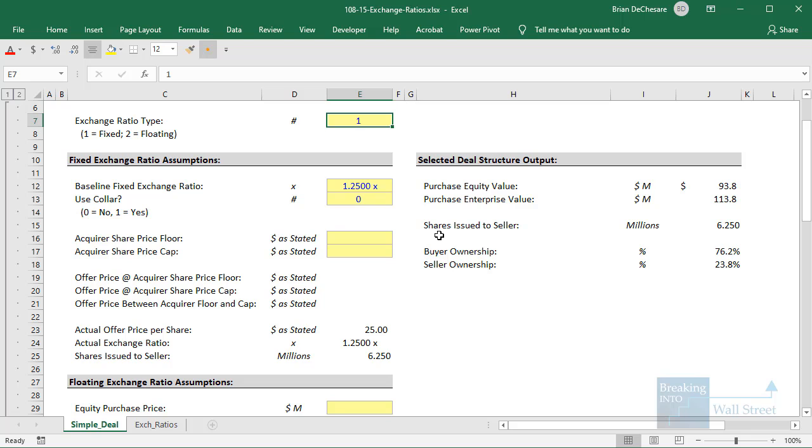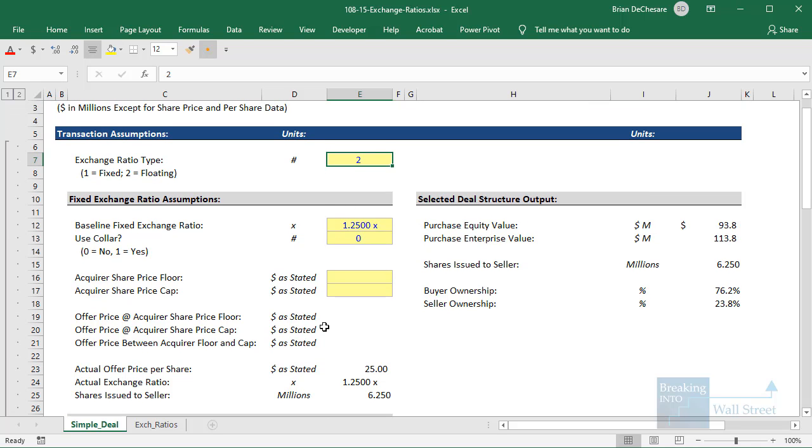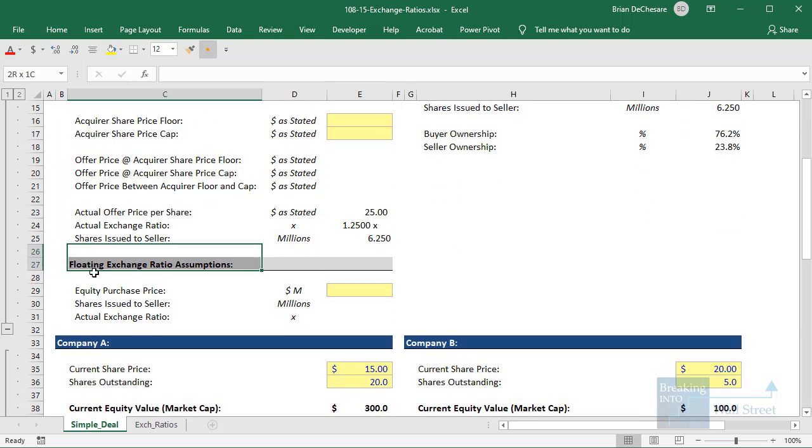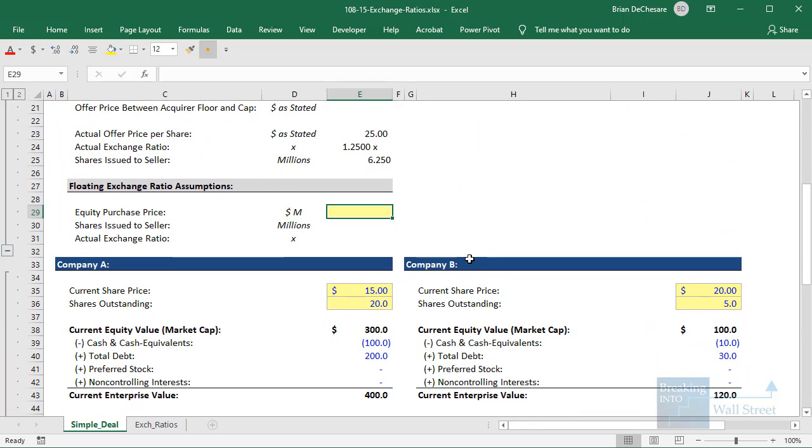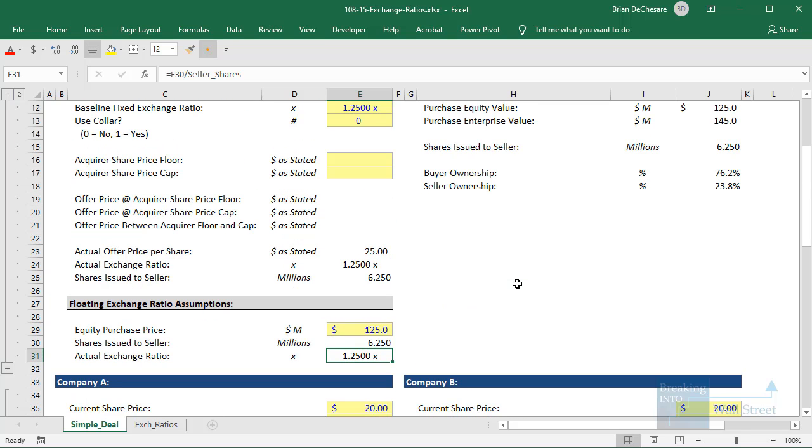I'm going to change this and I'm going to say that we'll use a floating exchange ratio right here for the exchange ratio type. Then let's go down to our floating exchange ratio assumptions. We'll use the same equity purchase price of 125 million here. And then for the shares issued to the seller, let's take this number and then divide by the buyer's current share price. Let's actually set the buyer's current share price back to 20 for now, just so you can see this. And then for the exchange ratio, we'll just take the number of shares issued and divide by the seller's share count right here. So this gets us to our 1.25x exchange ratio.